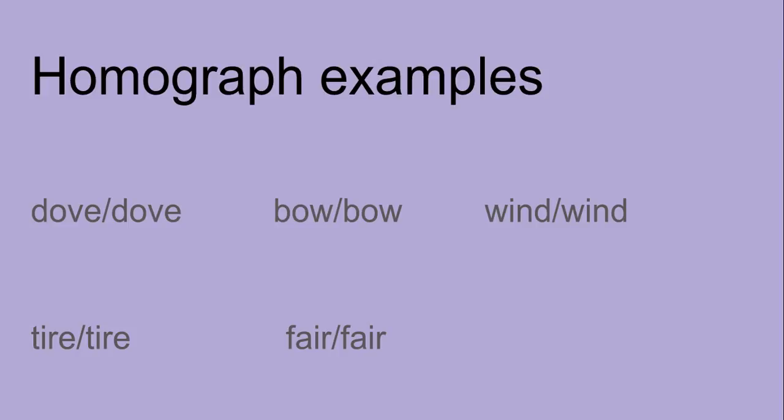Bottom row we have tire and tire. They're pronounced the same, but one is the rubber surface around a wheel. The other one is to get tired or to tire. And fair and fair. You might want to go to the state fair where there's lots of rides and food. It's like a big celebration. But also fair can mean that a game is played correctly. All the members are playing. It is fair.